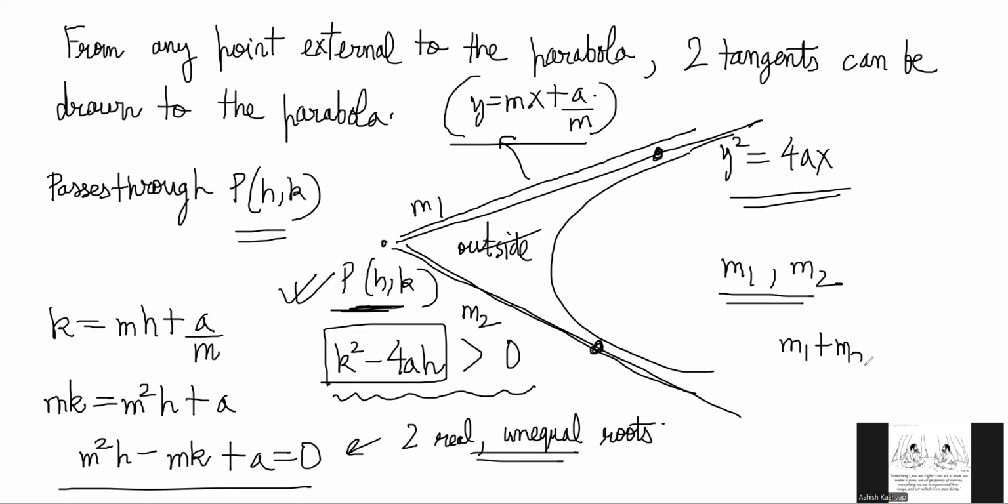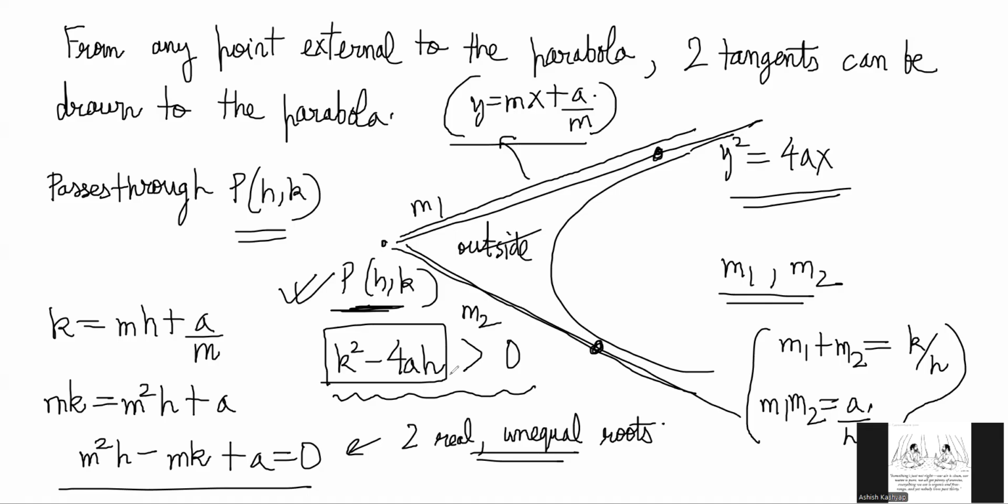coming out to be m1 plus m2 is equal to k by h, and the product of the slopes m1 m2 is equal to a by h, right? So you can find these slopes also, and you can find the two different equations as well. But what we know basically is that from an external point, you can draw two tangents to the parabola, right? That is the main idea here.